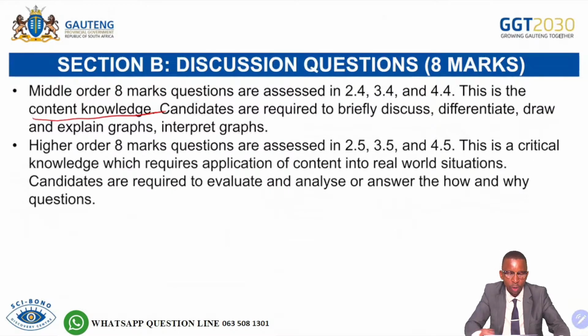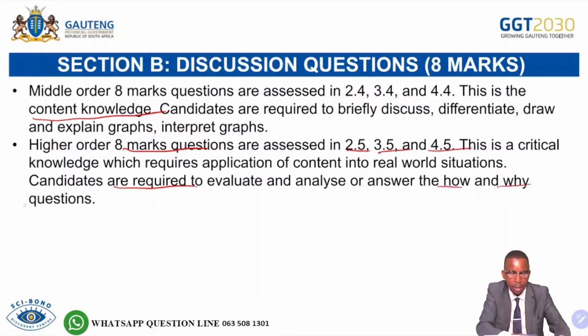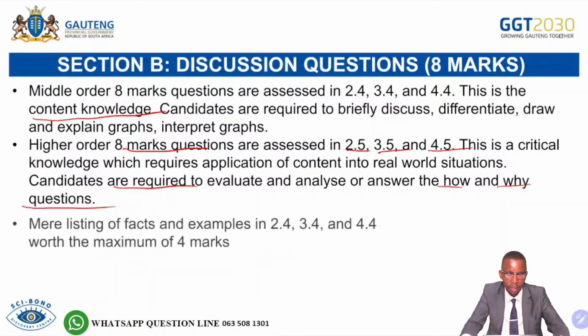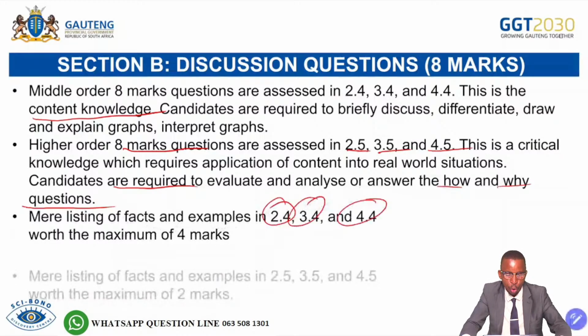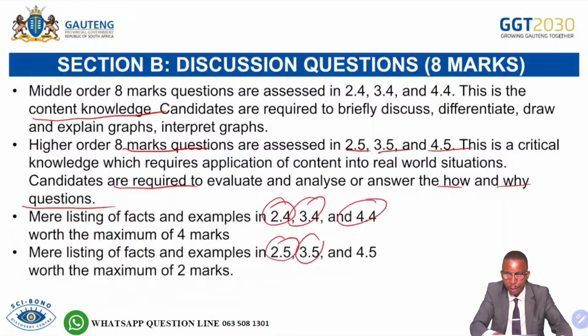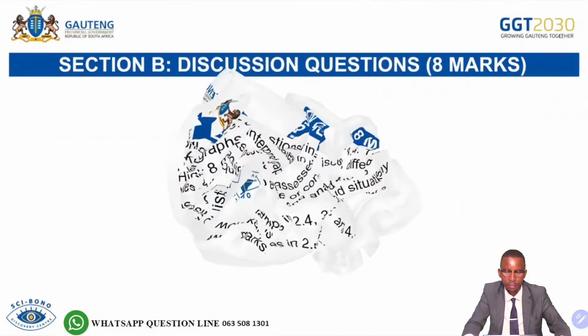High order 8 marks questions are assessed in 2.5, 3.5, and 4.5, including your additional parts. This is the critical knowledge which requires application of content into the real world situation. Candidates are required to evaluate and analyze or answer how, why questions, or even what impact. Mere listing of facts and examples in 2.4, 3.4, 4.4 will be rewarded at a maximum of 4 marks, while mere listing of facts in 2.5, 3.5, and 4.5 will be rewarded only a maximum of 2 marks. So if you list it, you will forfeit marks. You must answer in full sentences.